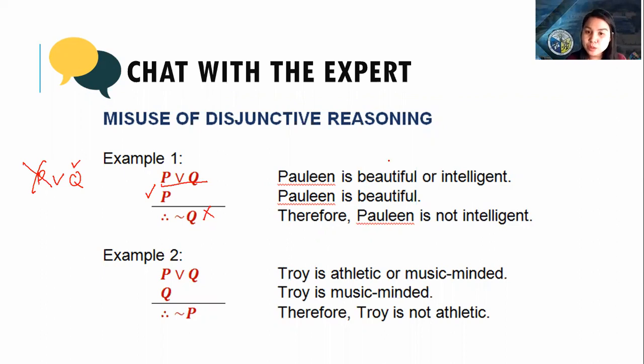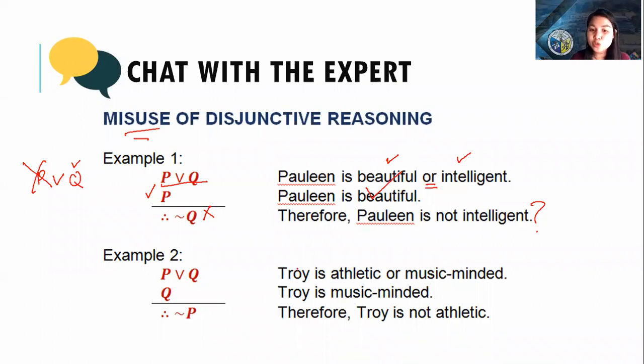Pauline is beautiful or intelligent. Pauline is beautiful. So, Pauline is not intelligent? That's a question mark, right? Because if we say or, pwede isa, pwede duha. So, we could not guarantee that Pauline is not intelligent. So that is a misuse of disjunctive reasoning.